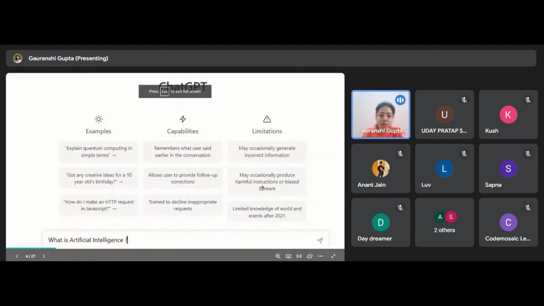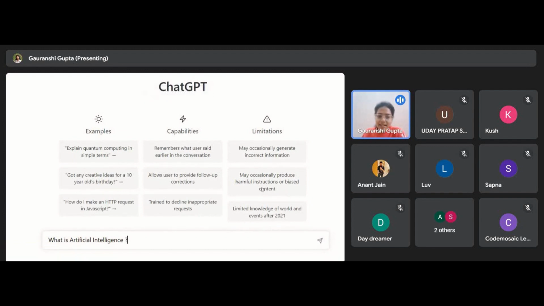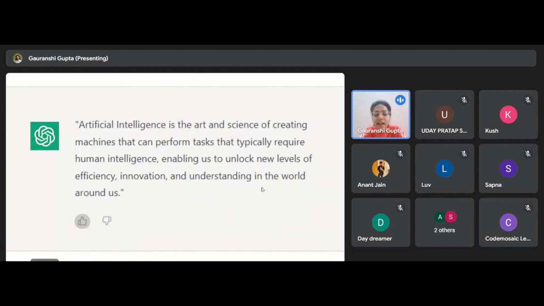Okay, so let's see what our very favorite ChatGPT says about artificial intelligence. Artificial intelligence is an art and science of creating machines that can perform tasks that typically require human intelligence, enabling us to unlock new levels of efficiency, innovation, and understanding in the world around us. So basically, any sort of intelligence which is given to machines is artificial intelligence. Now, what do we mean by intelligence? Intelligence is the basic logical reasoning, the basic logical thinking capability. If we provide all these things to a machine, then that is artificial intelligence.